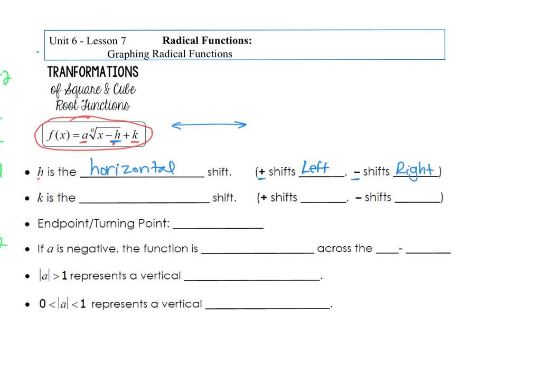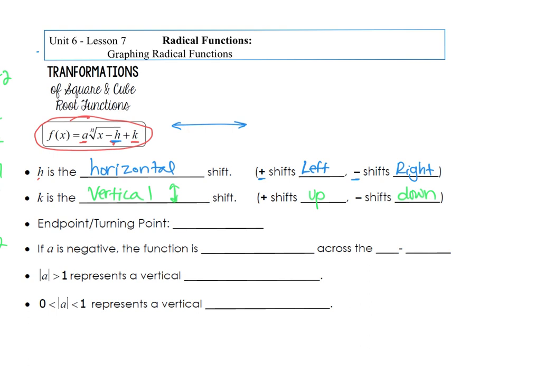So sneaky exes. The k value is always being added or subtracted after the radical. So it's not the number underneath the radical. It's after it at the right side, and it represents vertical, or your up and down shift. Now, y's aren't sneaky. Things are up or down. That's pretty straightforward. They can't be sneaky about it. So plus means up, minus means down.